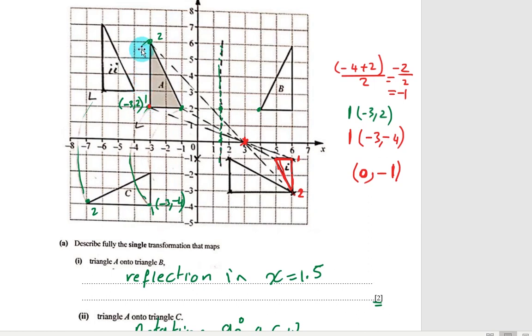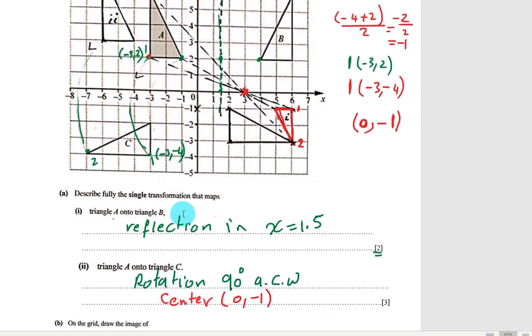1, 2, 3, 4. So instead of 4, 4 divided by 2 equals what? 4 divided by 2 equals 2. So I now need to draw 2 squares here, and then here 1, 2 squares. So I draw 1 square, and then I connect them together to find the new triangle.